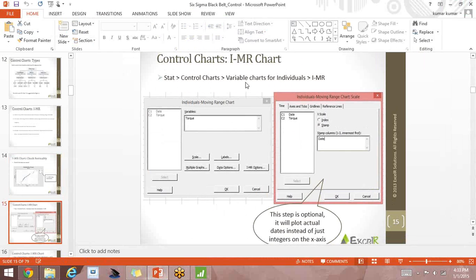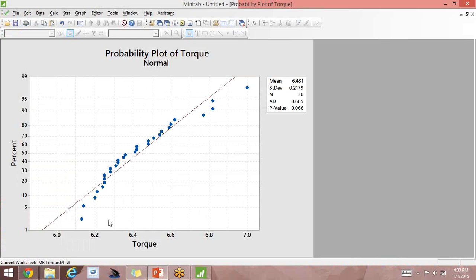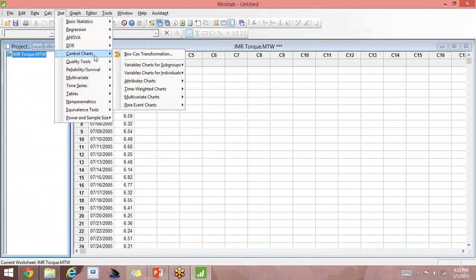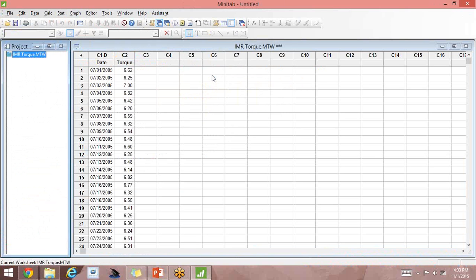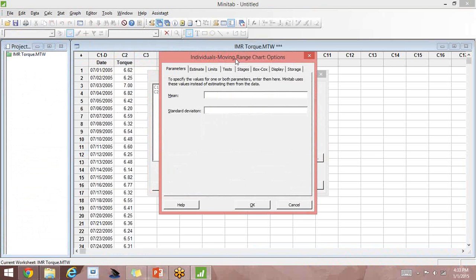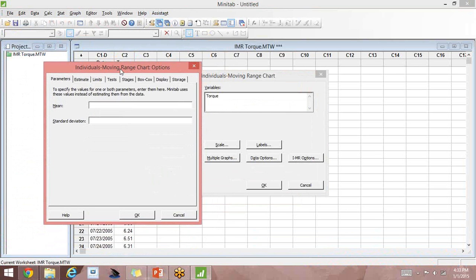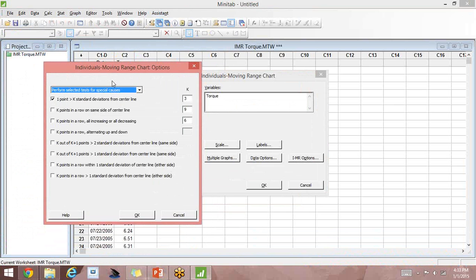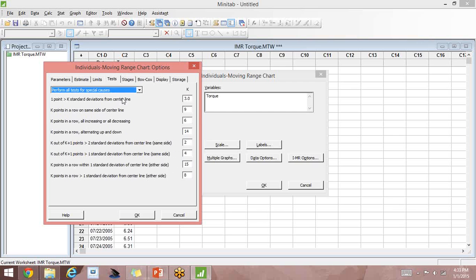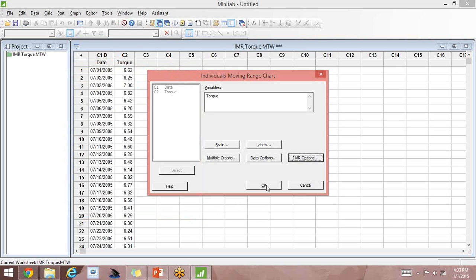You need to go to Stat, Control Charts, Variable Charts for Individuals. Let me go to the worksheet. Stat, Control Charts, Variable Charts for Individuals, I-MR. What is the variable that we want to plot? Torque. Always try to test by enabling all the possible tests that are available. Since this is continuous or variable data, we'll have 8 tests. There are 8 tests here. Let me select all the 8 tests. Clicking on OK.